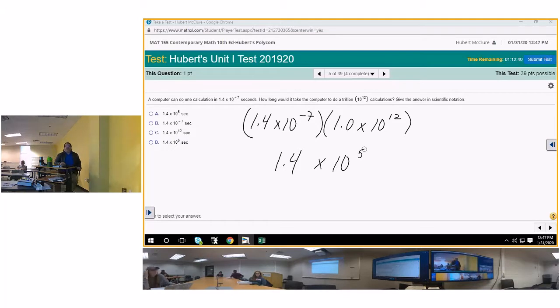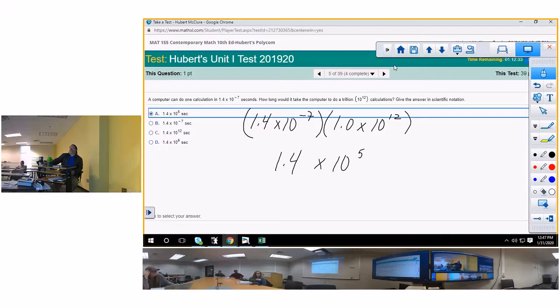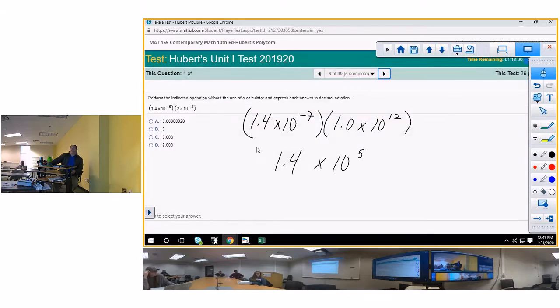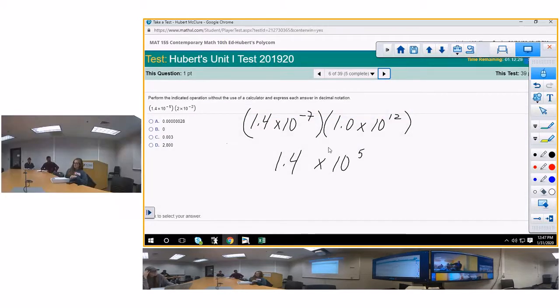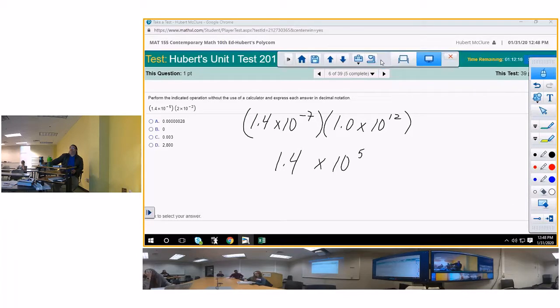So which one is that one? Alpha? Next. Perform the indicated. Use the calculator. Okay? So I'm going to show you how to use the calculator right quick, because this is a calculator question. Actually, it's 2.8 times 10 to the negative 7.